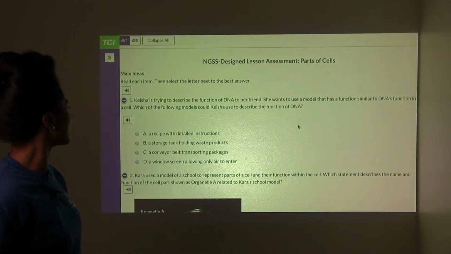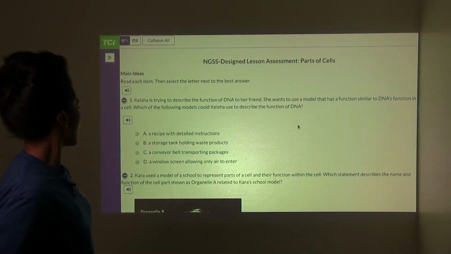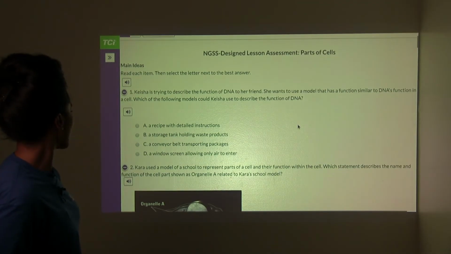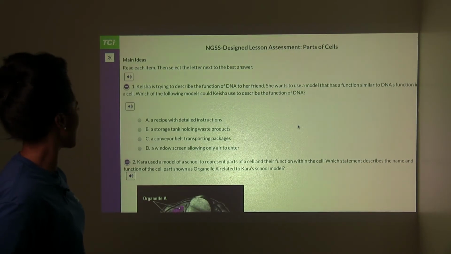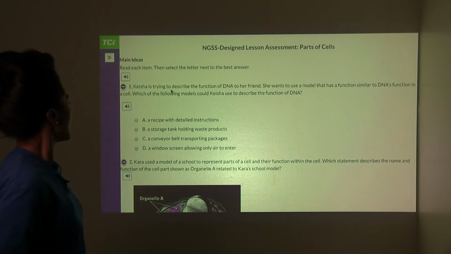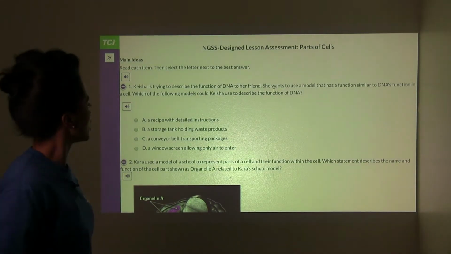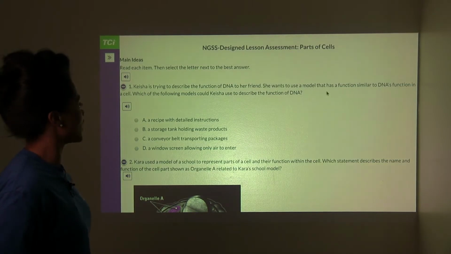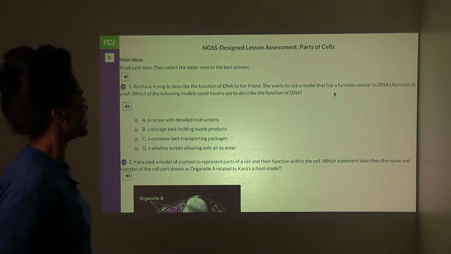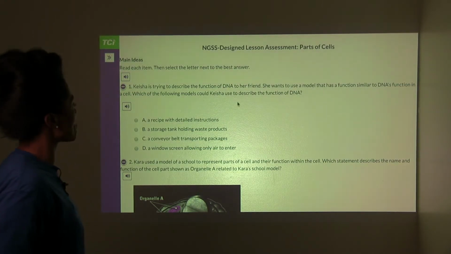All right, let's try some sample test questions. We're going to go through 5 of these. Here's an example. And this is just to see if you captured the main ideas of lesson 7. Keisha is trying to describe the function of DNA to her friend. She wants to use a model that has a function similar to DNA's function in a cell. Which of the following models could Keisha use to describe the function of DNA?